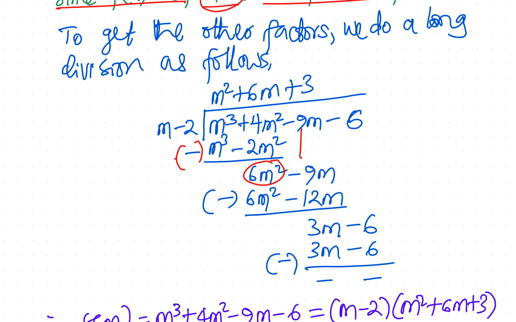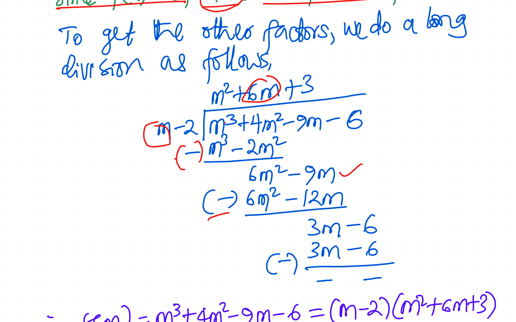So again, you go m in 6m squared. That will give you 6m, that's 6m squared divided by m. So 6m times m is 6m squared. 6m times minus 2 is minus 12m. Okay? So again, you subtract. 6m squared minus 6m squared is 0, that's gone. Then minus 9m minus 12m, that's minus 9m plus 12m, so that's 12 minus 9, that's 3m.